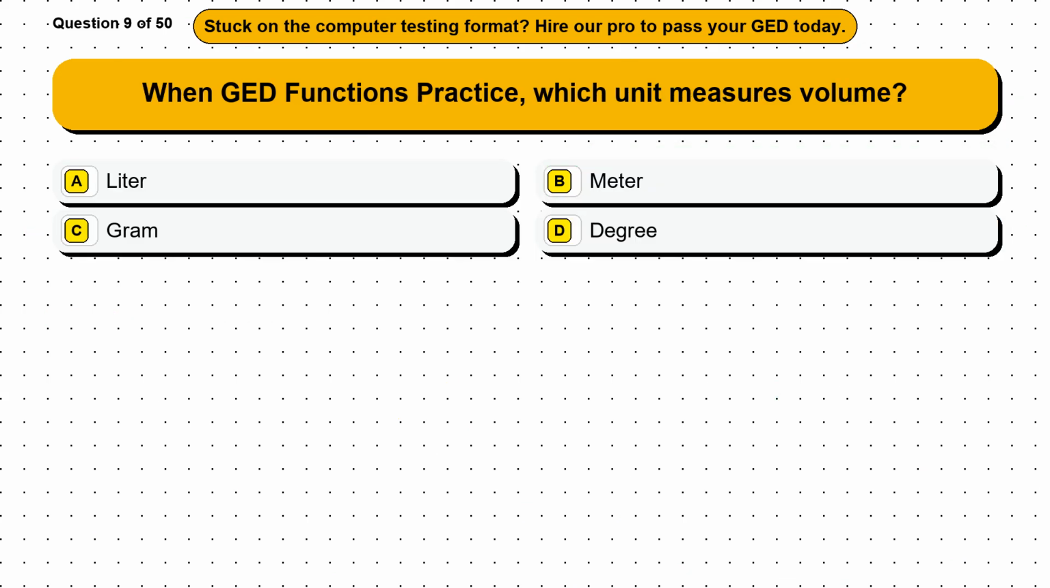Question 9. When GED functions practice, which unit measures volume? Option A liter. Option B meter. Option C gram. Option D degree.